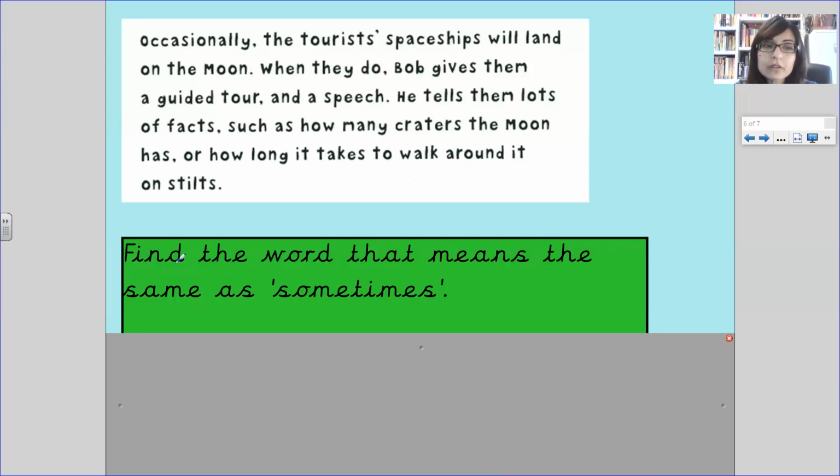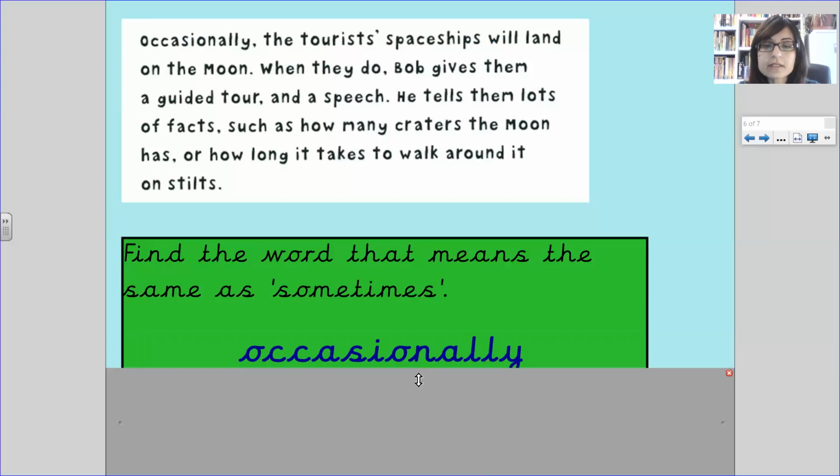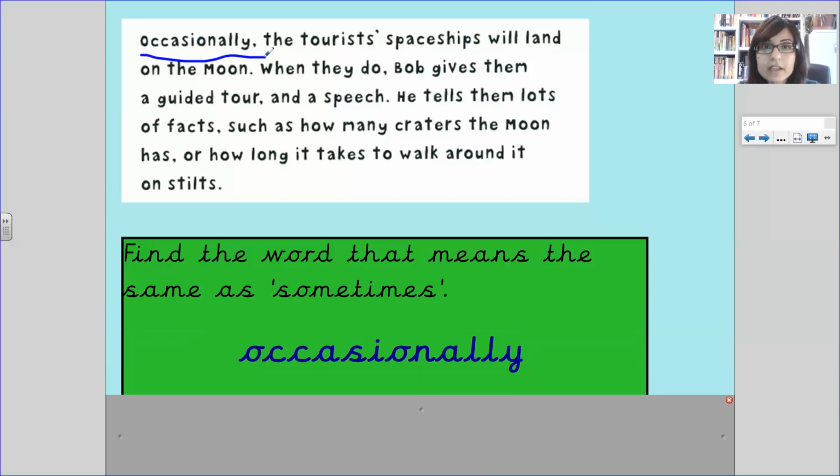So we are looking for the word that means the same as sometimes. So would you choose moon? No, that's a noun. Sometimes it's when you do something not all the time. Occasionally, the tourist spaceships will land on the moon. The word we're looking for is occasionally.